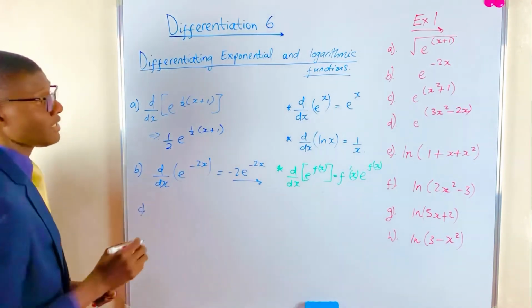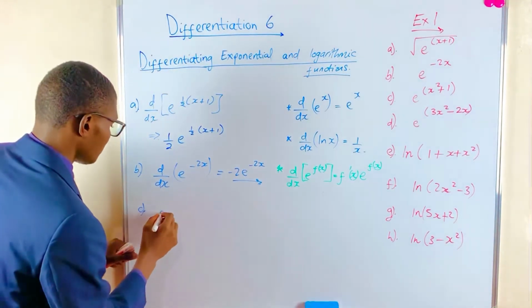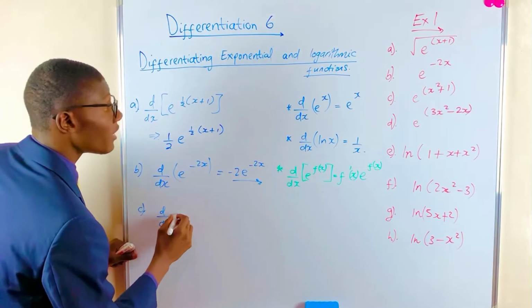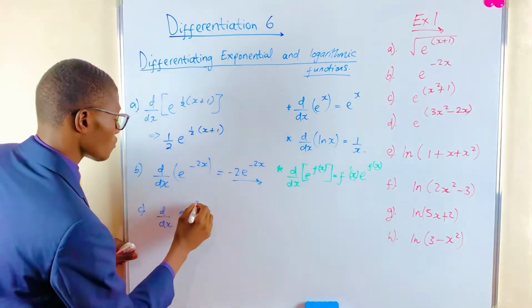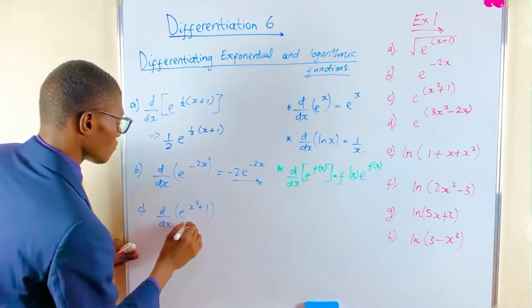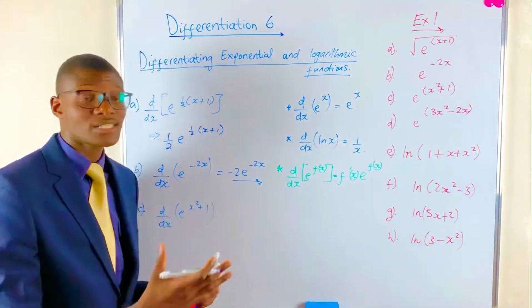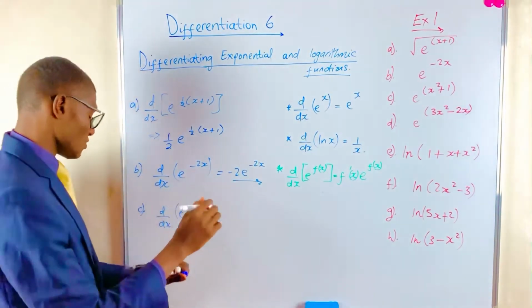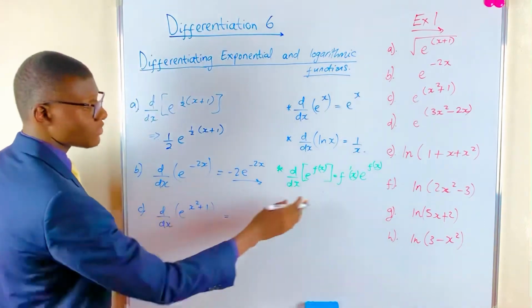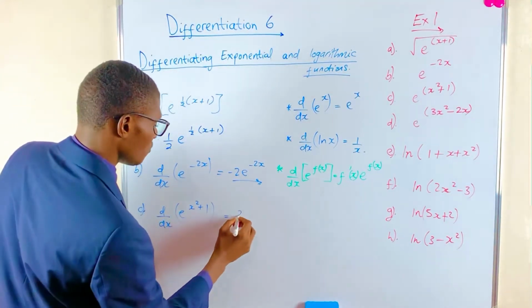Then for part C, d by dx of e to the power of x squared plus 1. Now f of x is this quadratic power, which is x squared plus 1, which when we differentiate to get f prime x, we get 2x.